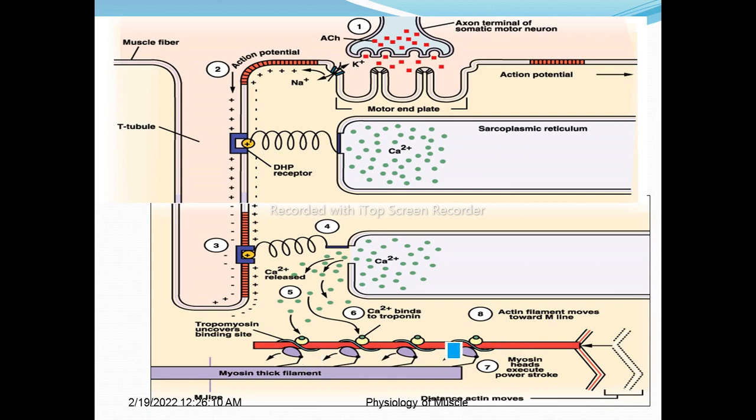So this is the thin filament. The thin filament slides over this thick filament, and this is the head of the thick filament. Finally, the actin filament moves toward the M line. Actin filament is this one, and this is the M line. The actin filament moves toward the M line over this distance. So this is the process of muscle contraction.